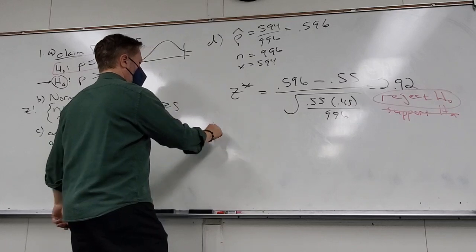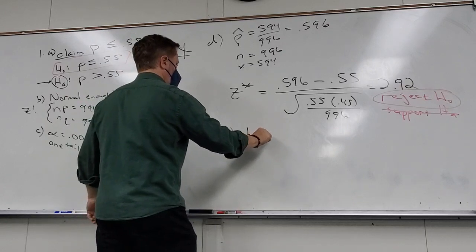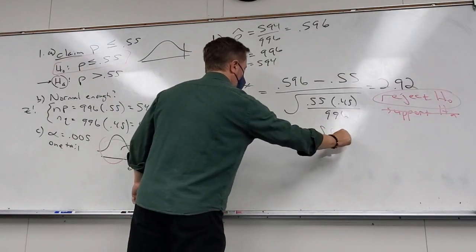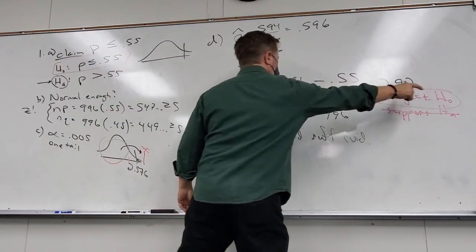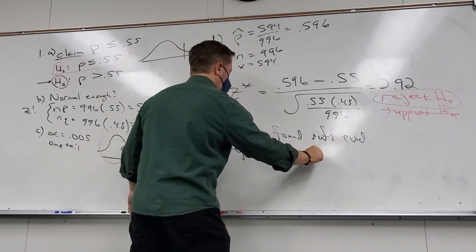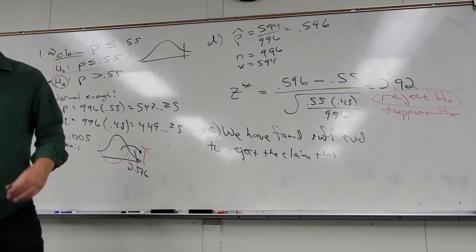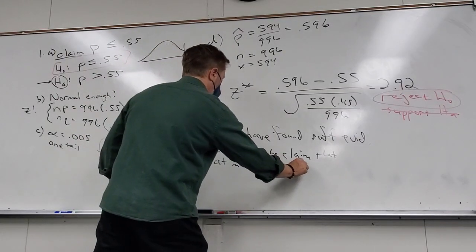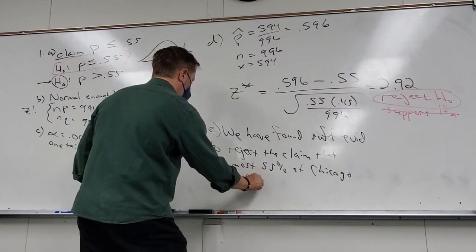So our conclusion: we have found sufficient evidence. This is how I write it: sufficient evidence to reject the claim that at most 55% of Chicago residents have an unfavorable view of police.